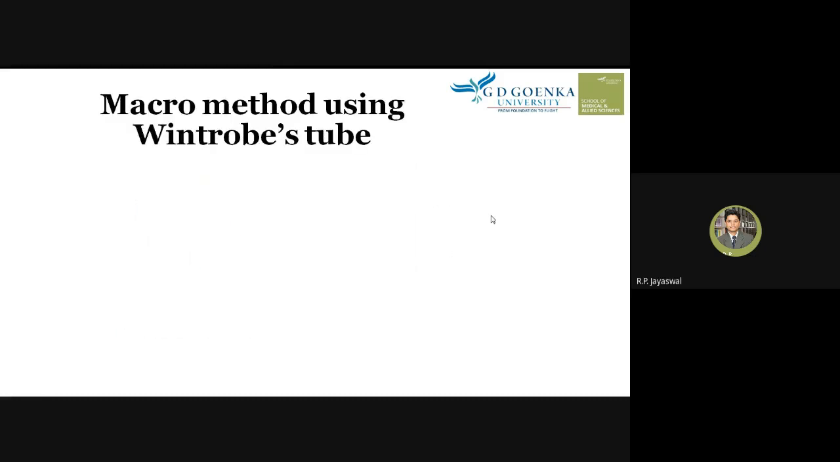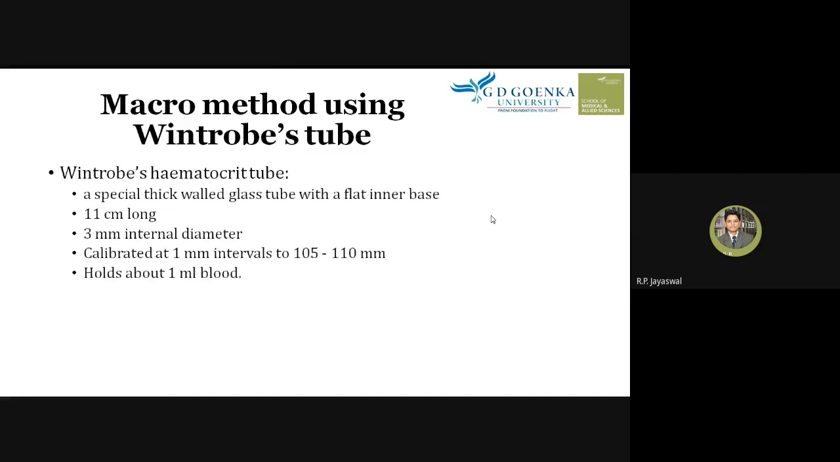Macro method using Wintrobe's tube. Here, what are the properties of the Wintrobe's hematocrit tube, the tube that we have? How can we differentiate the Wintrobe's tube from another type of tube? These are some characteristics.